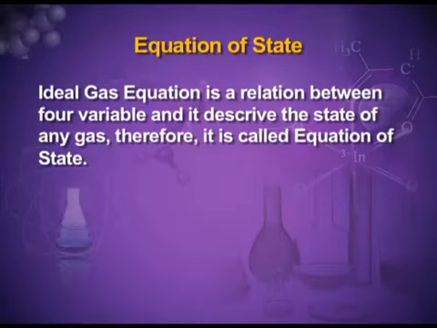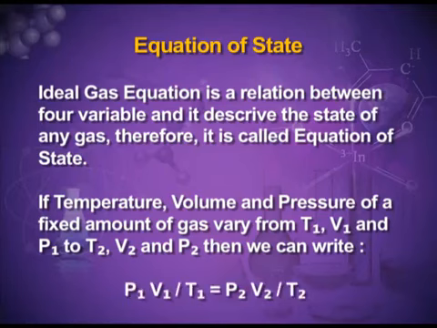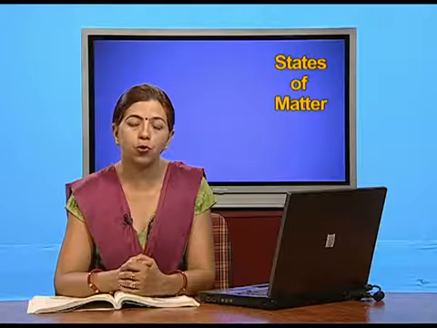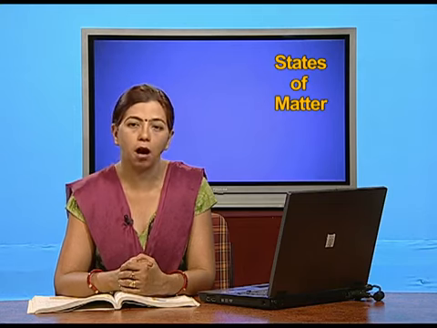The ideal gas equation is a relationship between four variables and it describes the state of any gas, therefore it is also called the equation of state. If temperature, volume and pressure of a fixed amount of gas vary from T1, V1 and P1 to T2, V2 and P2, then we can write P1V1 upon T1 equals P2V2 upon T2, which is used to find out any of the 6 variables if 5 variables are given.